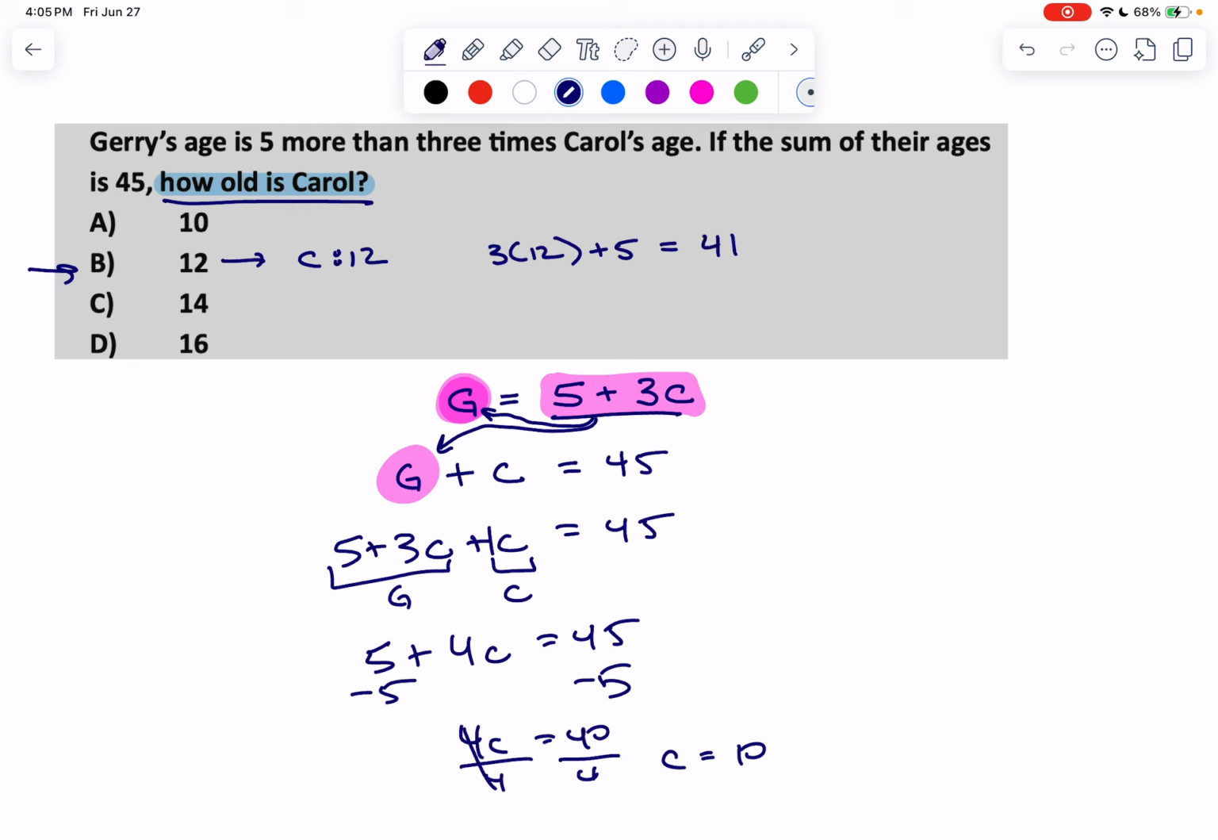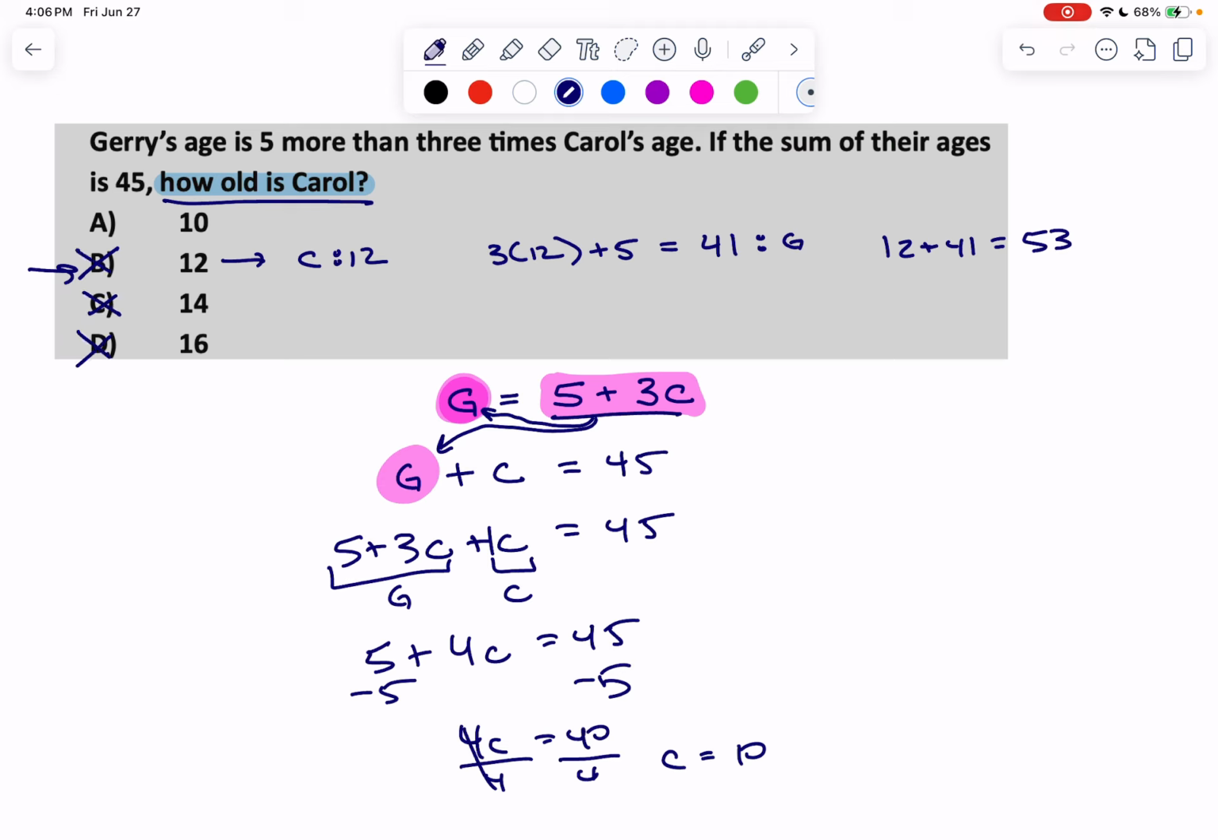Now, how will we check if that's right? Well, it says that the sum of their ages is 45. So if these are their ages, let's add them up. 12 plus 41. If we get 45, then this must be the answer, but we don't. We get 53. That's too big. So not only can we eliminate B, but we can also eliminate anything bigger.